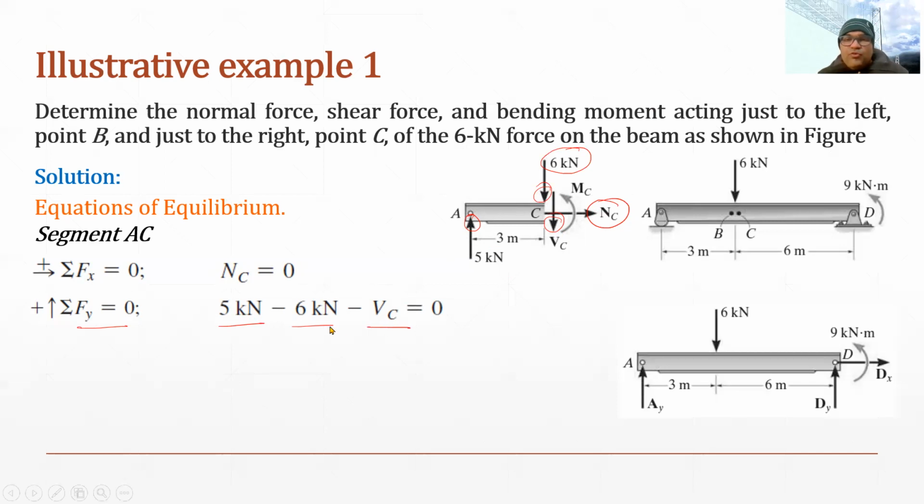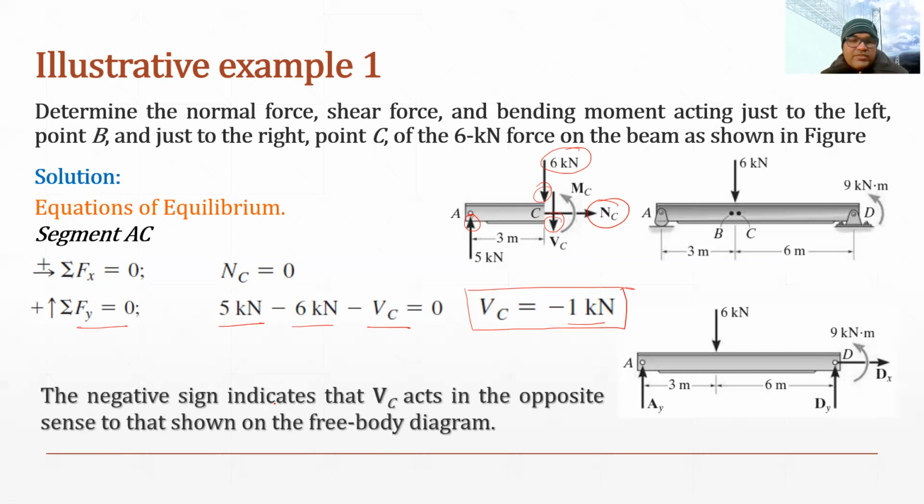So the value of Vc will be minus 1. What does it mean? It means the sense of Vc that we have assumed earlier as downward will actually be in the opposite sense. I have written here also that the negative sign indicates that Vc acts in the opposite sense to that shown on the free body diagram. In the free body diagram we have shown this as downward, but it will actually be upward.